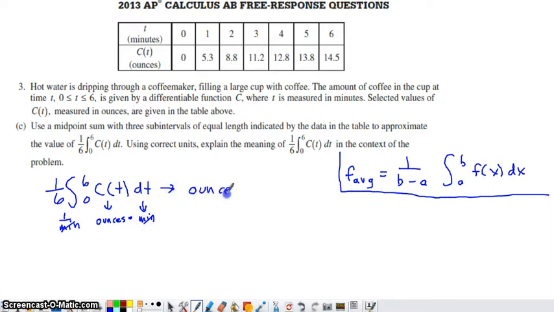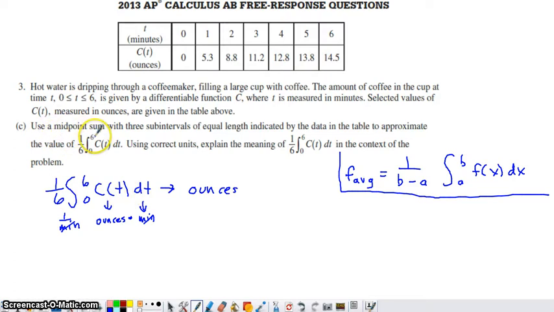So the number of ounces that this expression gives would be the average number of ounces of coffee in the cup at any time t between 0 and 6. Now we actually want to find that number. So we've taken care of the second piece of this. Now let's focus on the first piece.